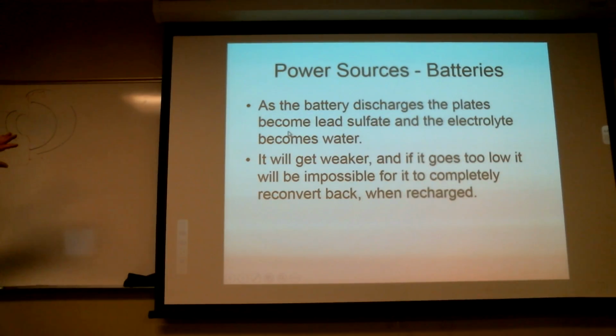Okay, so the lead changes, the water changes, everything gets weaker. At some point, if you take it too far, you'll never be able to get it to come back.